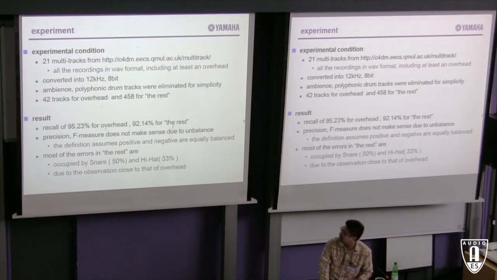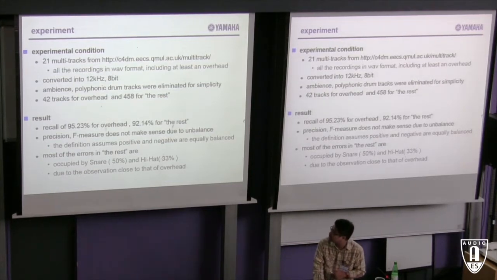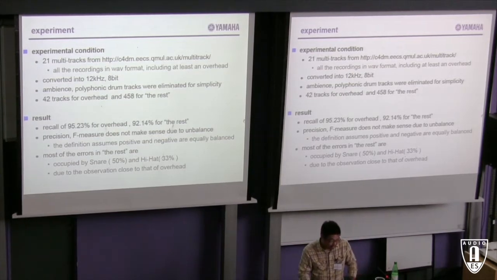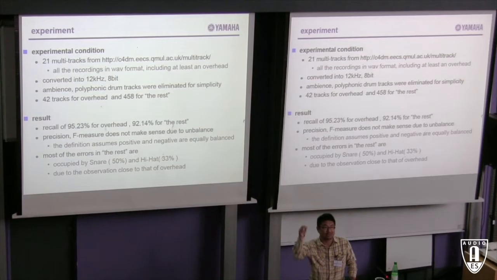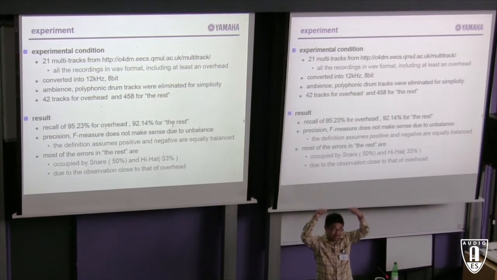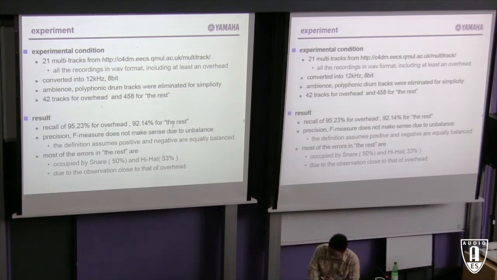Let me talk some about the erroneous cases in the rest group. Most of them are occupied by snare and hi-hat. For the case of snare, the observation at overhead sometimes gets closer to the observation at snare depending on microphone arrangement and phrases. And for the case of hi-hat, as hi-hat is usually located close to the snare drum, the observation at hi-hat is likely to get a mixture of hi-hat sound and snare sound. That results in getting close to the observation at overhead. This seems to be the reason.